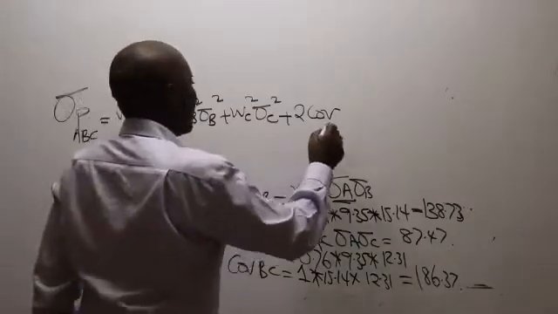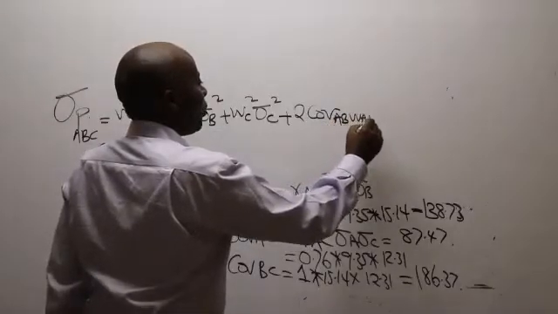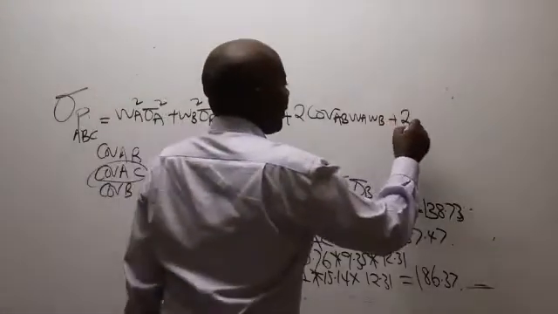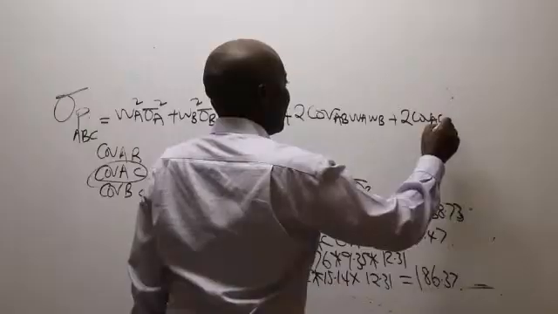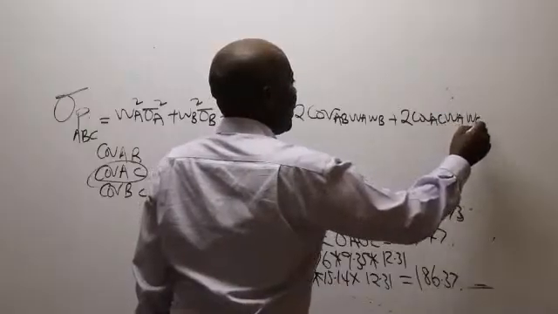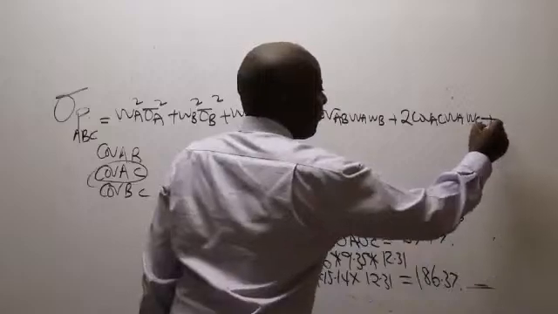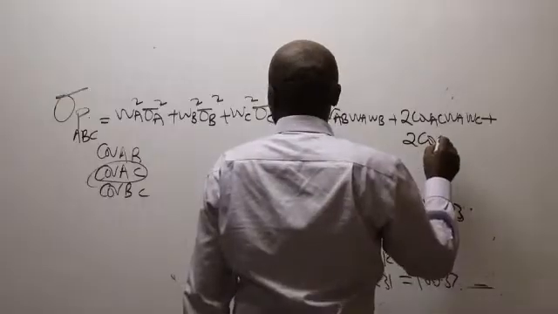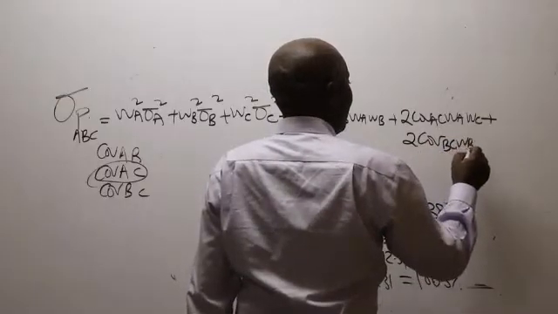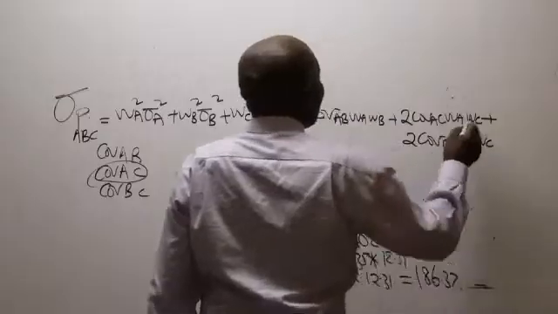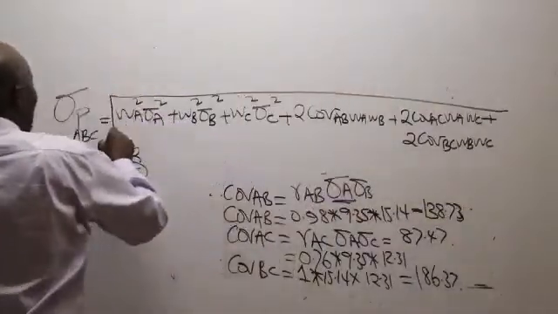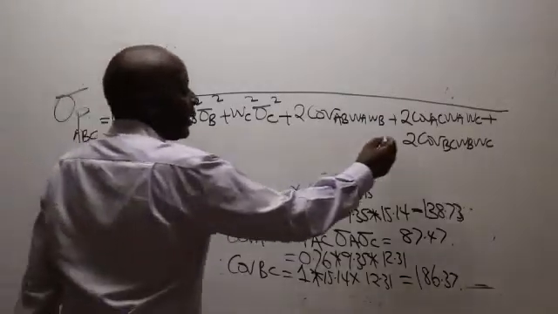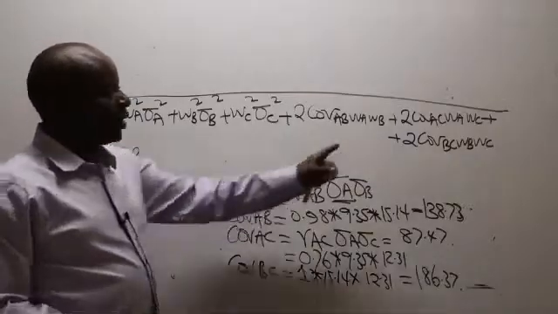So twice covariance AB, weight A, weight B, plus twice covariance AC, weight A, weight C, plus, for lack of space, I'll fix the last pair here: plus twice covariance BC, weight B, weight C. And then at the end of the day, there must be a very big square root. Don't forget this plus here, please. It's supposed to be a continuation.